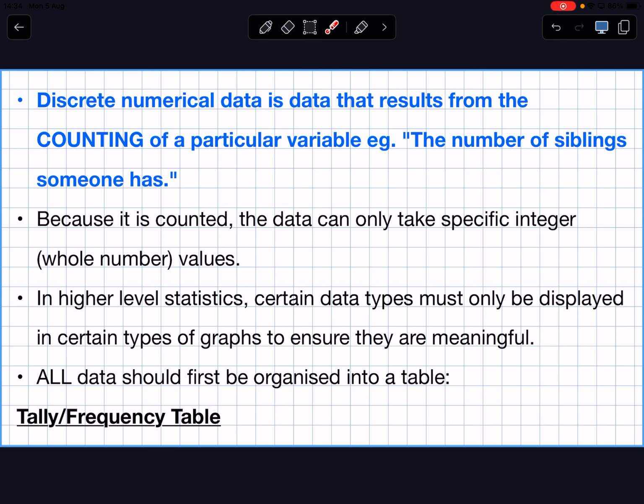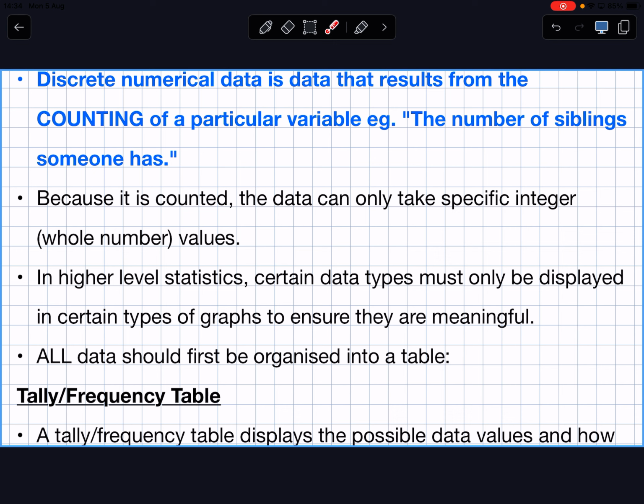In higher level statistics, like we are starting now, certain data types must only be displayed in certain types of graphs. You can't just pick and choose. And in primary school, you probably did pie charts for everything. Pie charts are pretty much useless at the higher level, okay? But first, all data should be organized into a table.